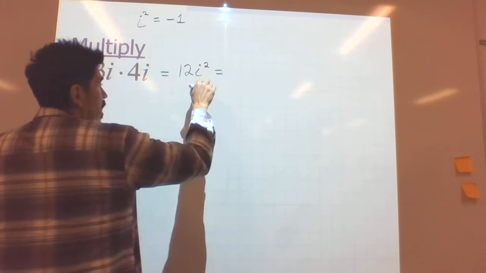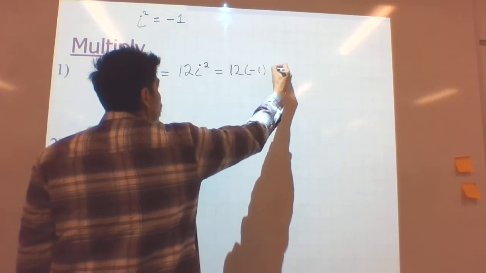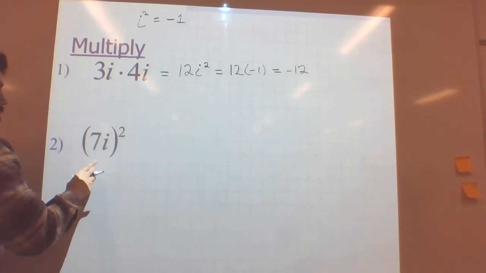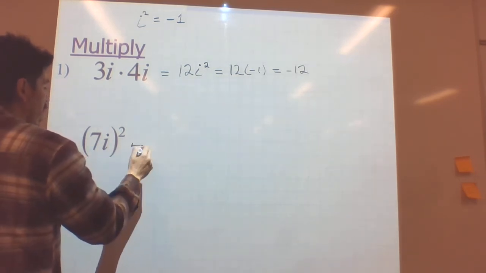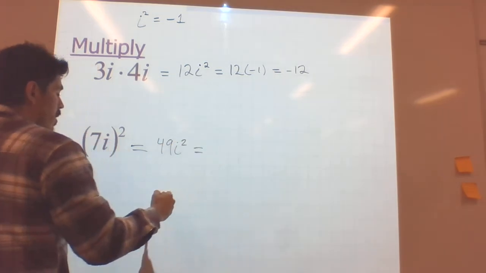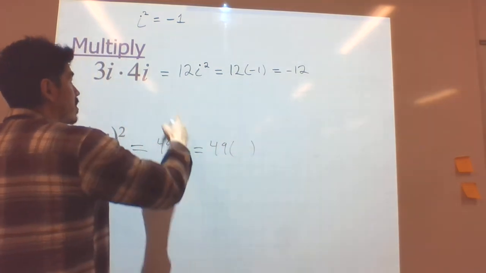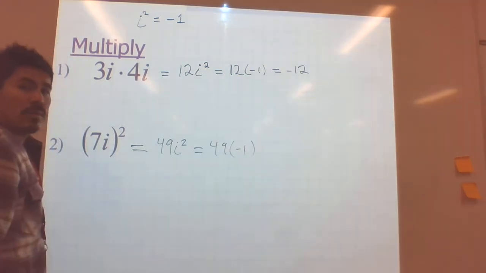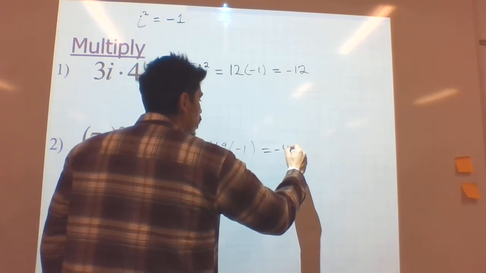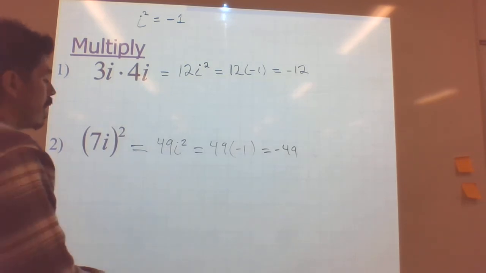And again, what does i squared equal? I squared equals -1. So the answer becomes 12 times -1, which is going to be -12. Right here, kind of the same thing. We're going to square the i, square the 7. So we have 49i squared. And then you get 49. Again, what's i squared? I squared is going to be negative 1. Okay? And so you get left with negative 49. And that's multiplying complex numbers.